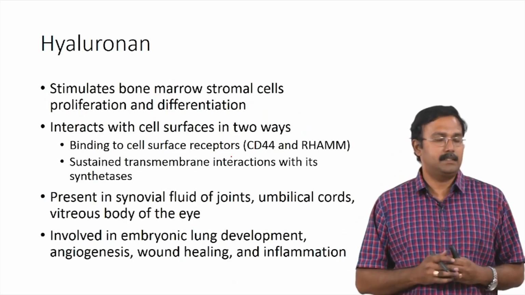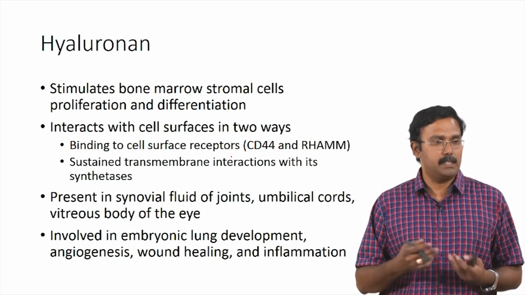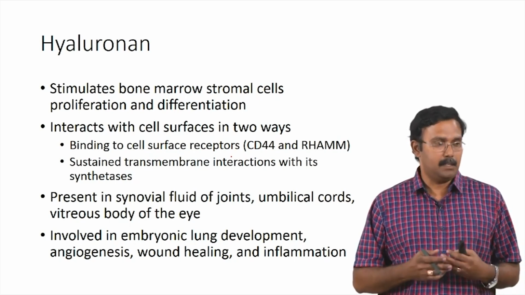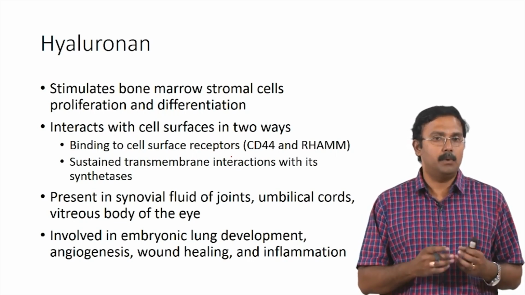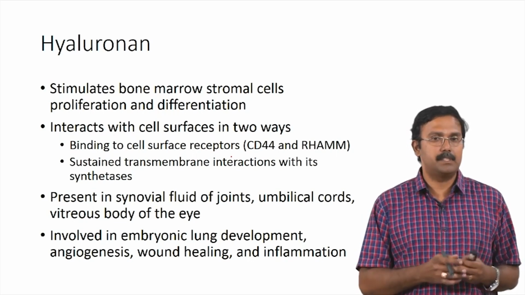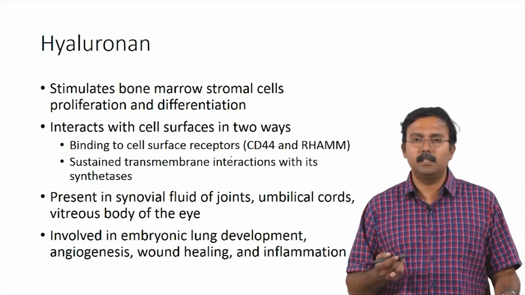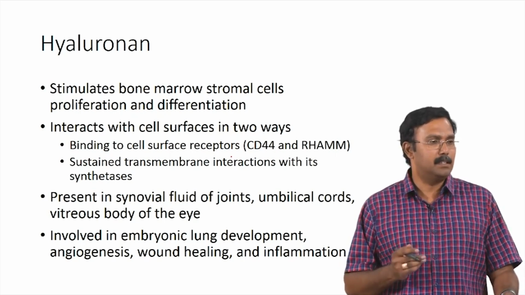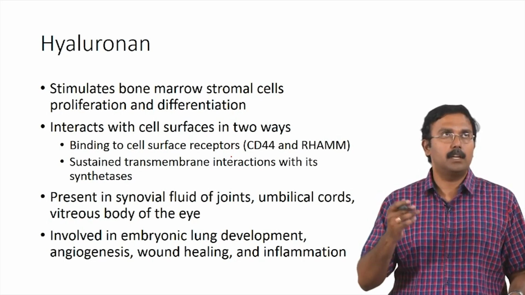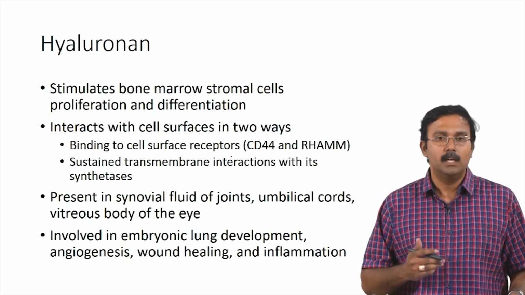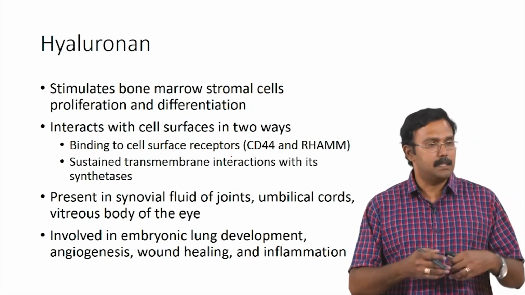People have shown that it has very desirable bioactivities. It can stimulate bone marrow stromal cell proliferation and differentiation. It also interacts with cell surfaces, and people have understood how. There are actually 2 ways. One is by binding through surface receptors CD44 and RHAMM. RHAMM is the receptor for hyaluronic acid mediated motility, that is what it is. And it also has sustained transmembrane interactions with its synthetases.